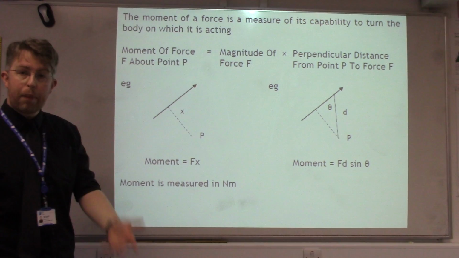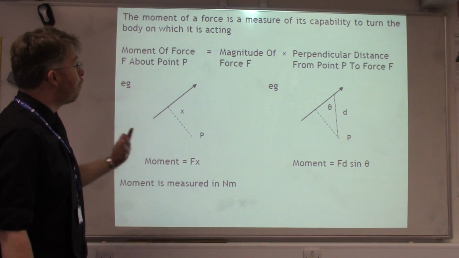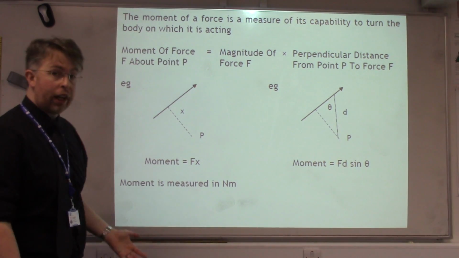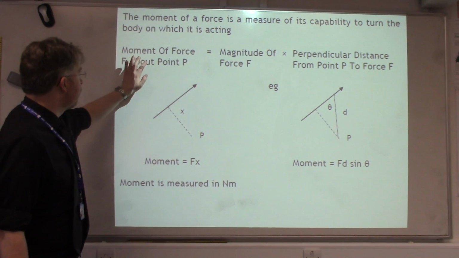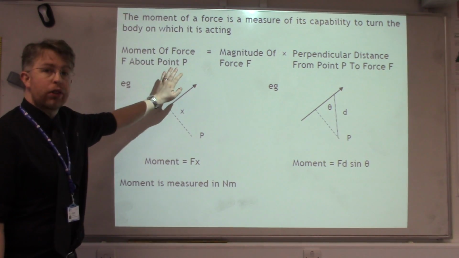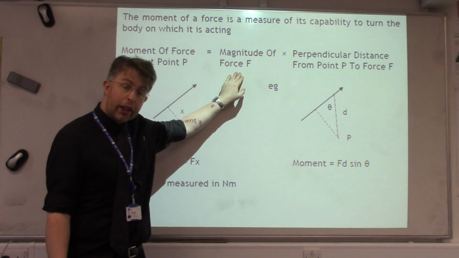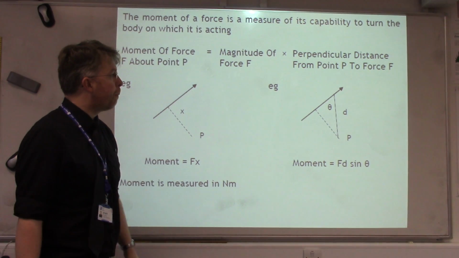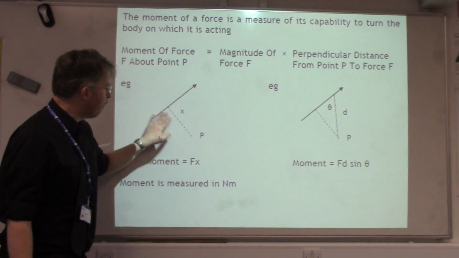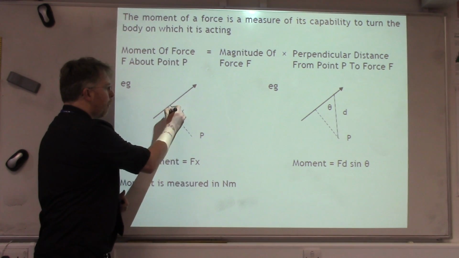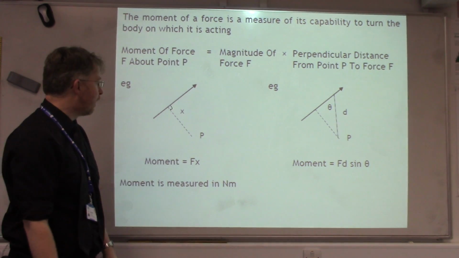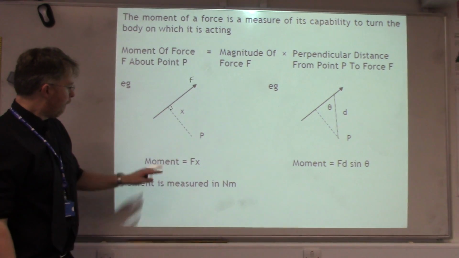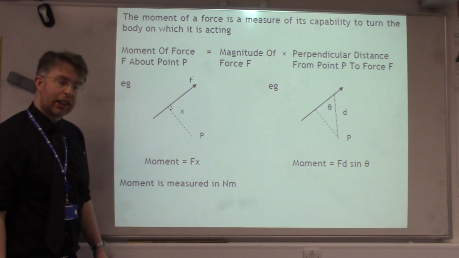Now, the moment of force is a measure of that turning ability, a measure of its capability to turn the body on which it's acting. And like in a lot of mechanics, it comes with an equation. So the moment of the force F about a point P is equal to the magnitude of the force F times the perpendicular distance from the point P to the force F. So in this simple case, where we've got a perpendicular distance, perpendicular being right angled, and I've got my force F, then the moment is just simply F times x.